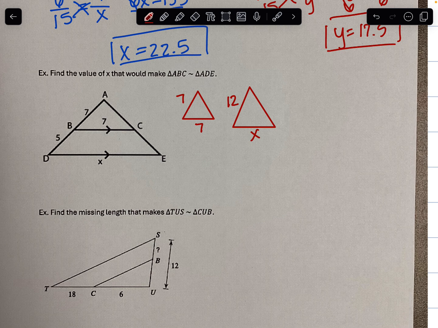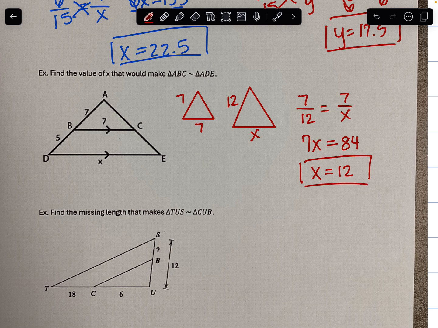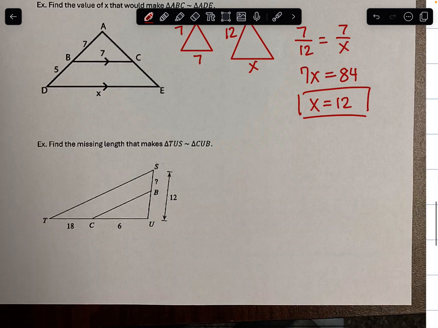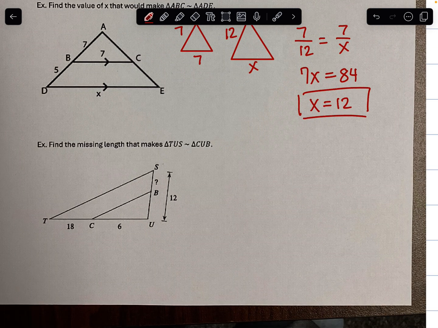So, what's my proportion I'm setting up here? 7/12, 7/12. Good. Okay, 7x equals 84. Good. 7x is equal to 84, so x is equal to 12. Honestly, the other nice thing I think that you get in this chapter is pretty much everything we're solving, we're doing the same way. Fair? Other than scale factor and ratio of area. Anybody have thoughts on our last one?